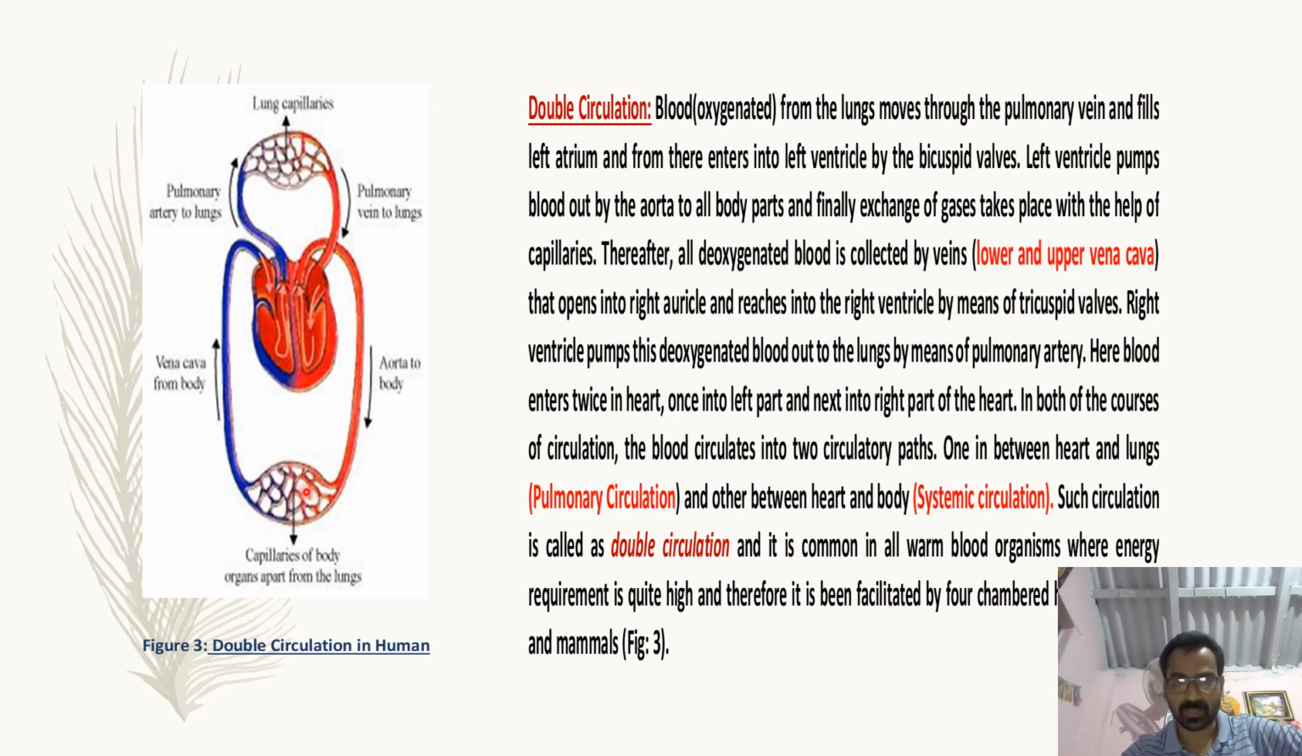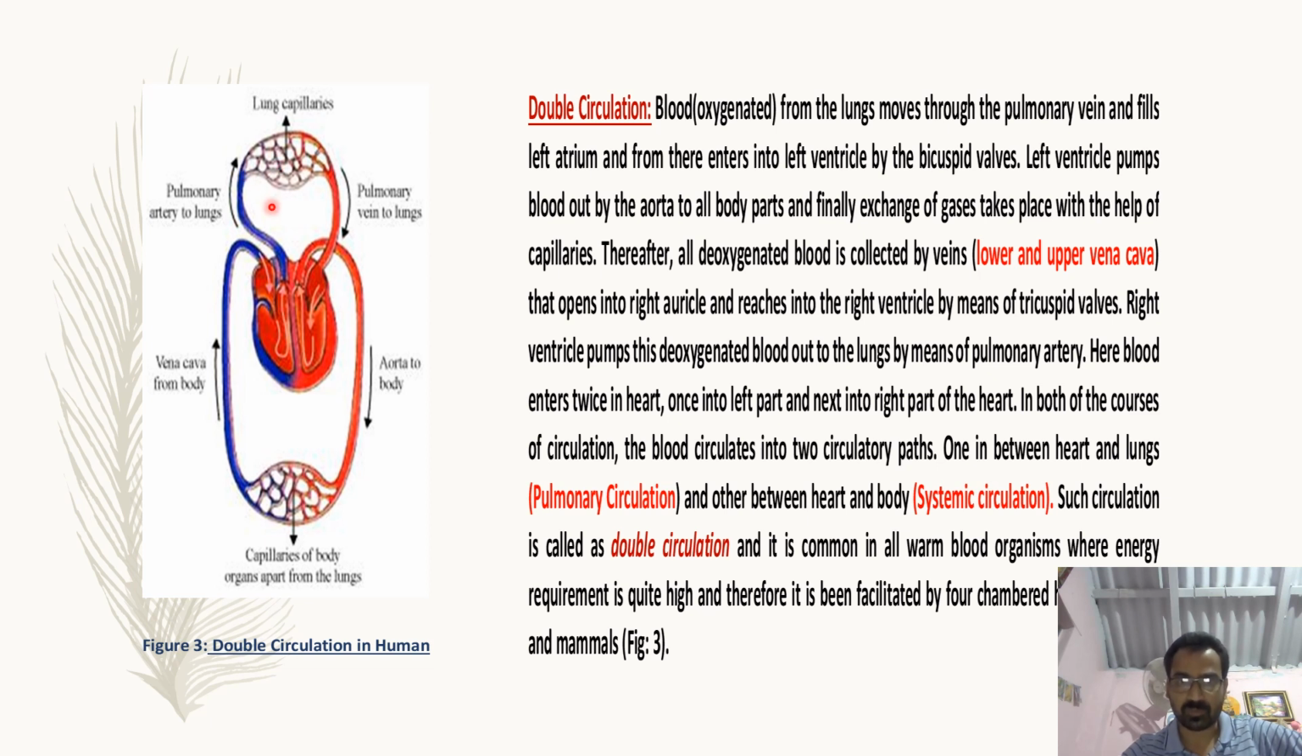When the blood reaches the cells and tissues, oxygen diffuses into the cells and carbon dioxide diffuses out, and the deoxygenated blood is collected. It is taken by the lower vena cava, this one, and the upper vena cava, this one. Both of them take the deoxygenated blood back to the right atrium. Then it descends through the tricuspid valve between the right atrium and right ventricle. Again the right ventricular contraction pushes the deoxygenated blood to the lungs by means of the pulmonary artery.